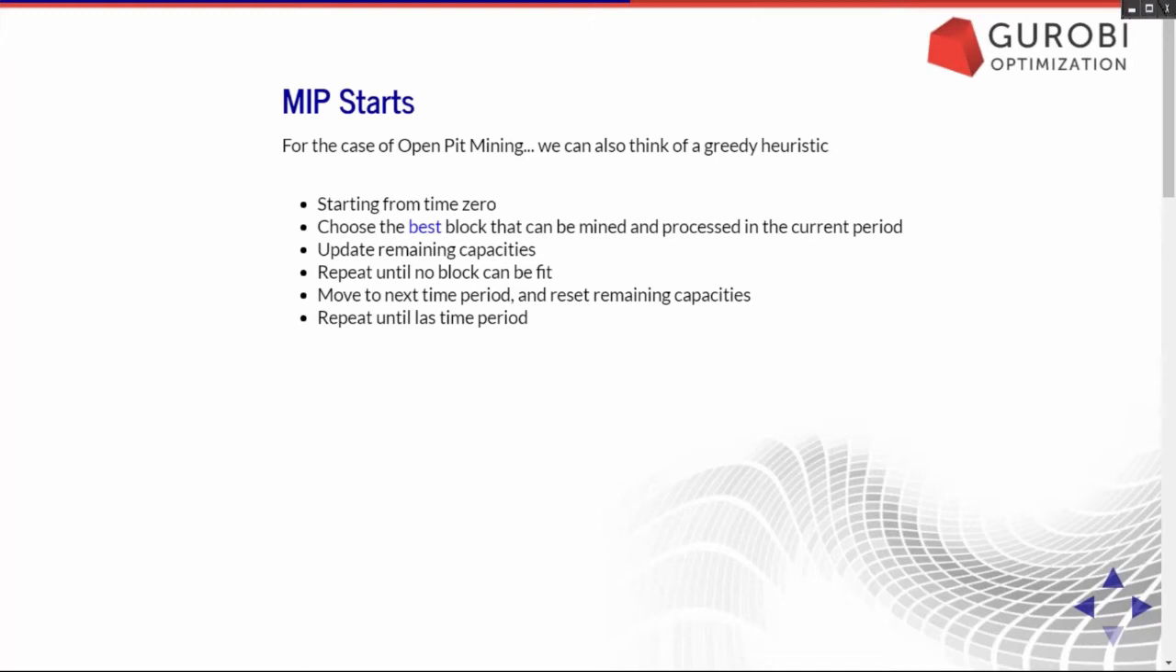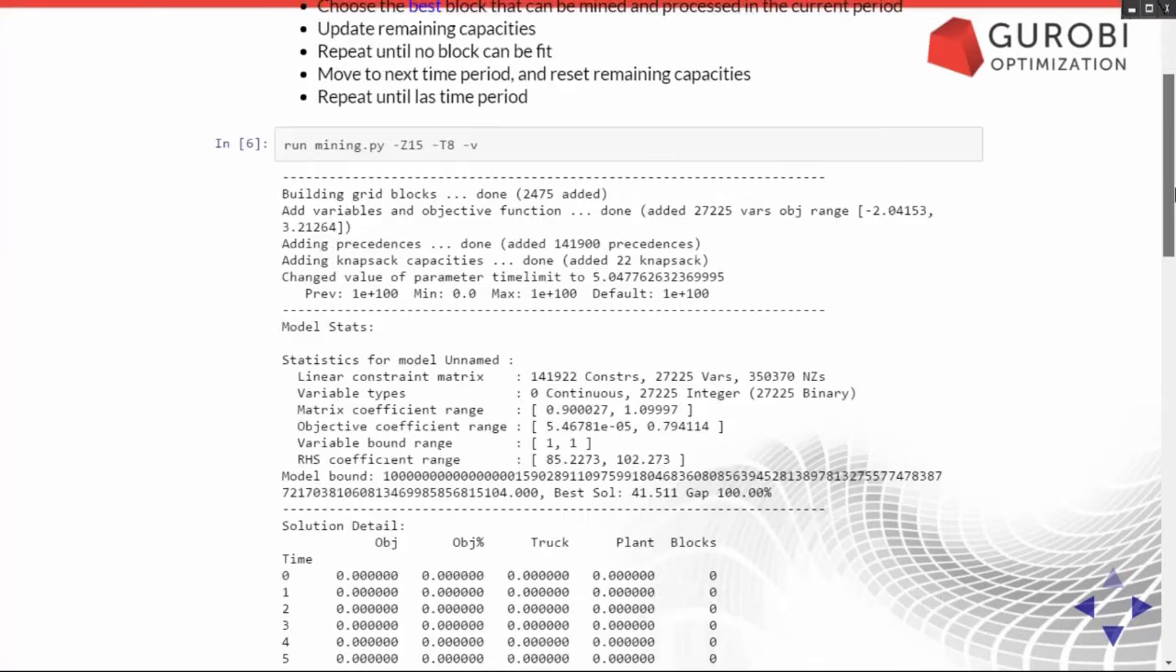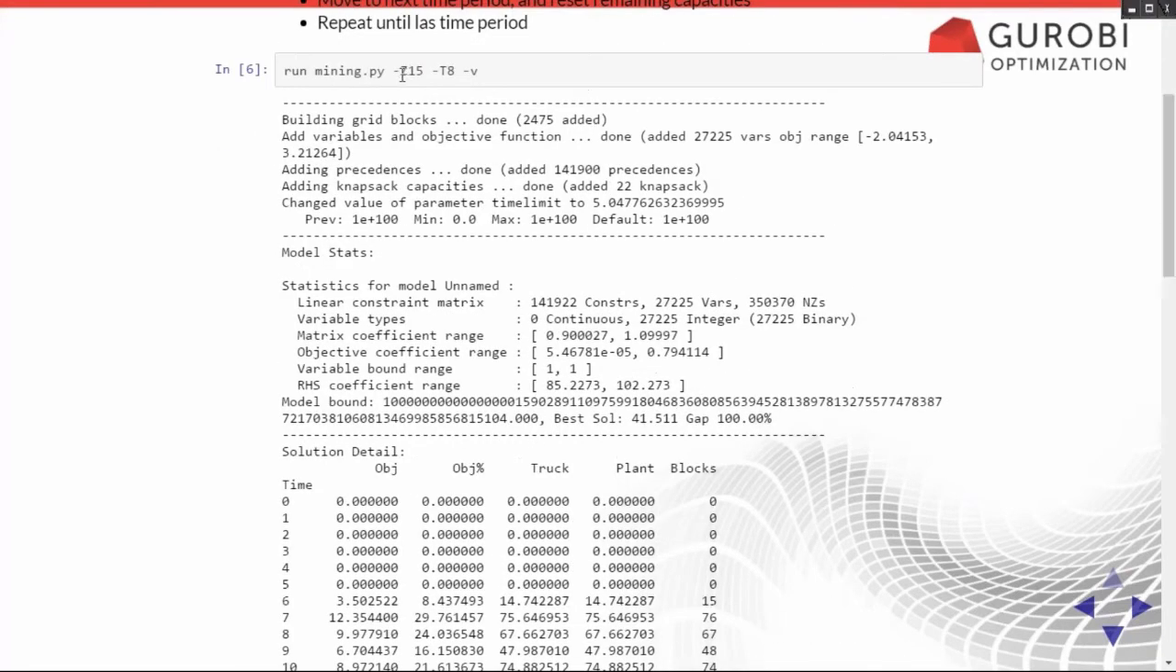Again, if you think about it, it's really a greedy heuristic, just doing the best that I can with the options that I have at hand right now. So now I'm calling my second script, this mining.python. The minus Z option just gives a size for the mine I'm going to be using. The minus T, again, gives a time limit, in this case only 8 seconds, very tight. And I want some verbosity output.